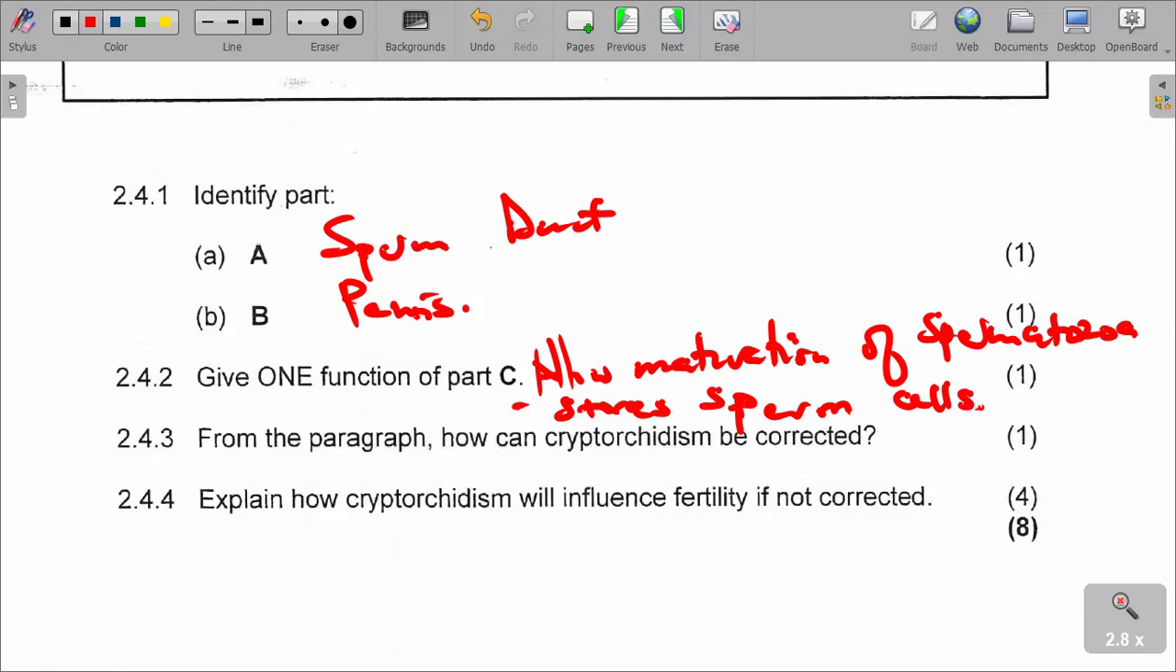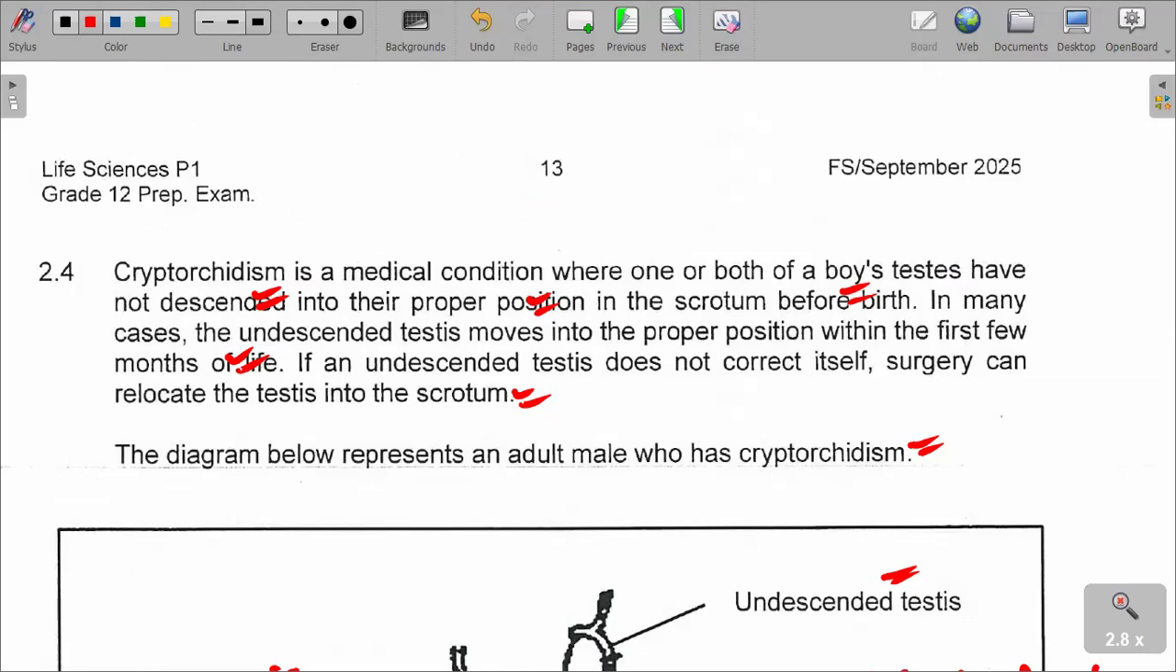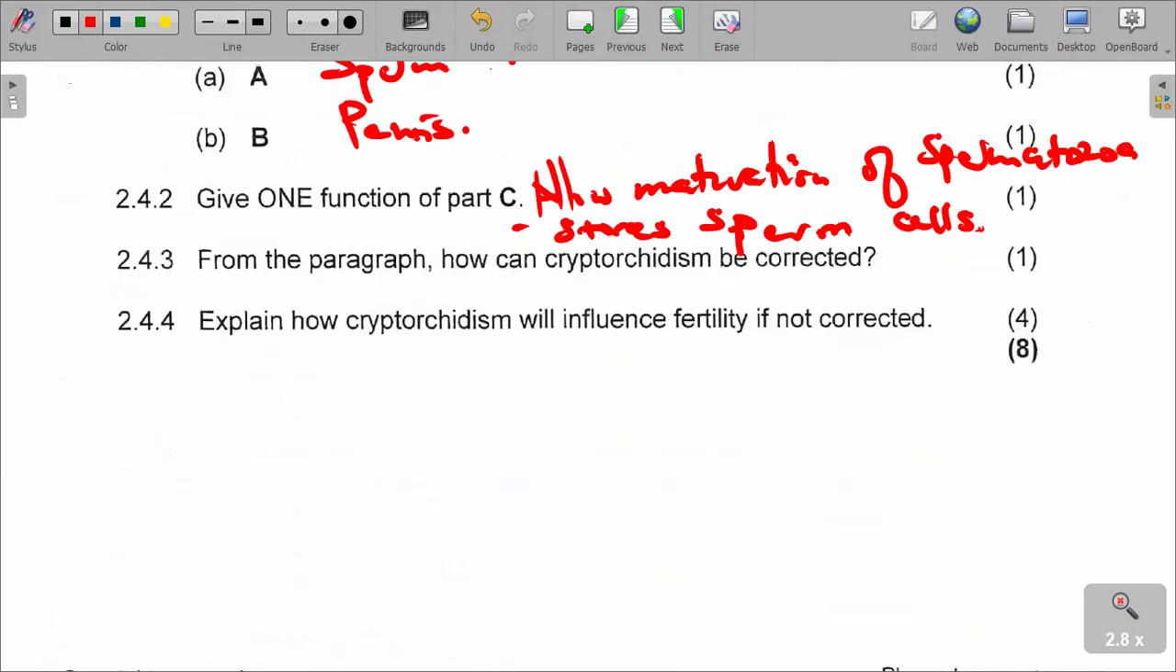And then from the paragraph, how can it be corrected? It can be corrected by surgery. It is given when we read that they don't go down on their own and set the proper position, surgery can relocate the testes. So how can they be corrected? It is through surgery. This one you are just getting the answer from the passage.